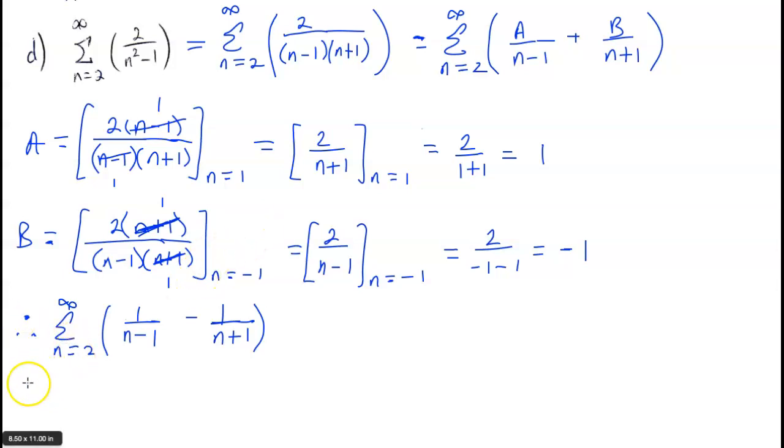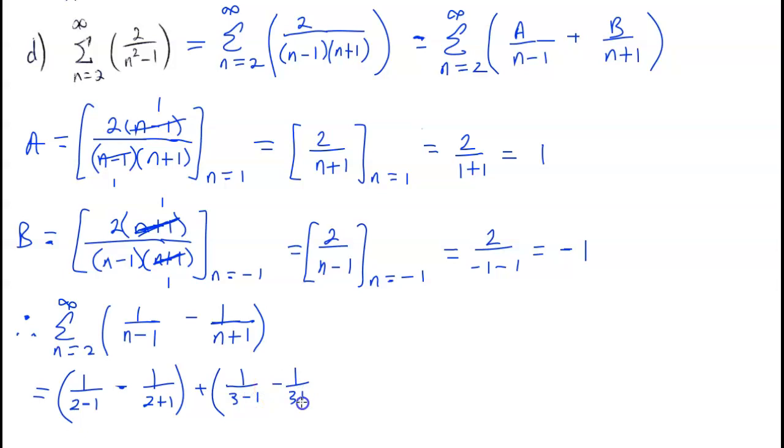Okay. So here, if I let n equal 2, because that's where this one starts, this would be 1 divided by 2 minus 1 minus 1 divided by 2 plus 1. And then we would do it again, let n equal 3. And then we'll do it again, let n equal 4. And then we can keep on going.